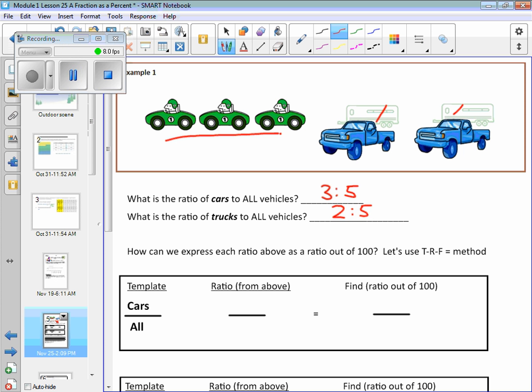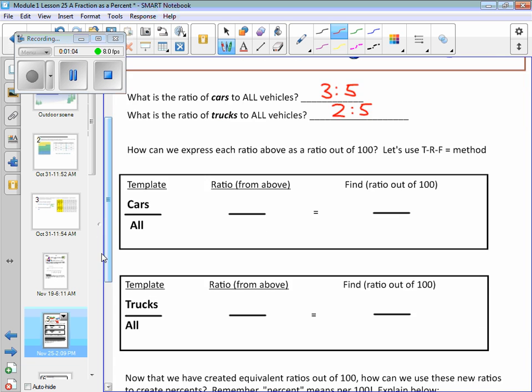So that's really our first objective, is we want to create the ratios first. And then we're going to use TRF to take our given ratios and change them into percents. So the template's already been created for you, cars to all, which was 3 to 5. And remember, our objective is to find an equivalent ratio with a denominator of 100, because that's what percent is. It's per 100.